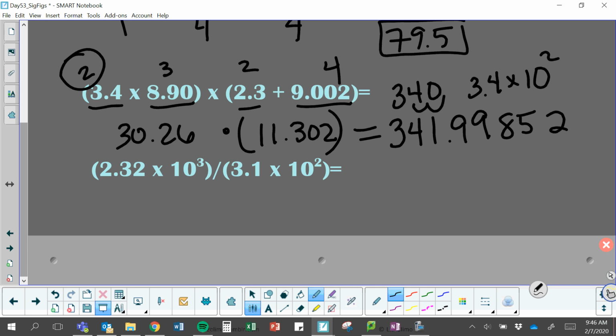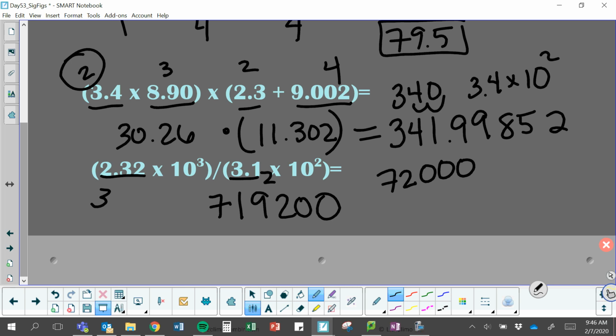So this next one, you have 2 options. You can just type it into your calculator the way it is, which might be the easiest. Or you can remember our exponent rules that when it's dividing, we subtract the 2 exponents, whatever you would like to do. If I typed into my calculator, I get this number. We have 3 sig figs, 2 sig figs, so our answer will have 2. So it will be 72 and 4 zeros, or we could write it 7.2 times 10 to the 5.